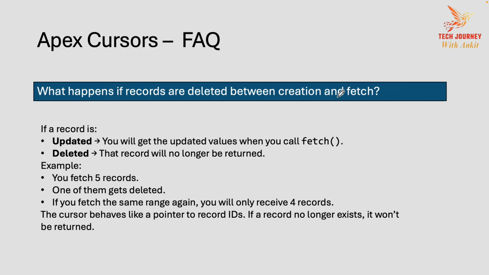The Salesforce documentation clearly says that in the case of an update, you will always get the updated values when you call the fetch. So you will always have the updated result. In the case of deletion, the record will no longer be returned. In the case of addition, now this is something interesting. In the case of addition, that record will not be available, because when the cursor was created, Salesforce did not have the record ID, since a cursor typically behaves like a pointer to the record IDs. So when your cursor was created, as that record was not available at that time, that record will not be returned. But in the case of updates and deletions, it will always work with more real-time data.